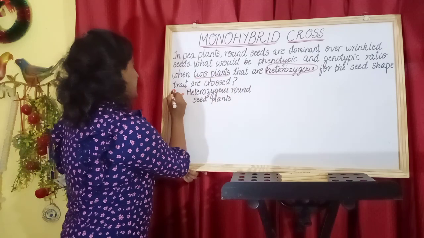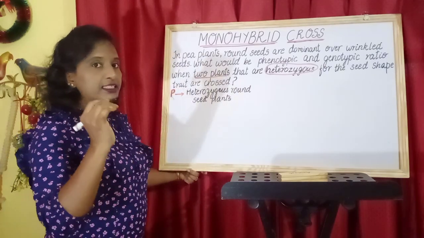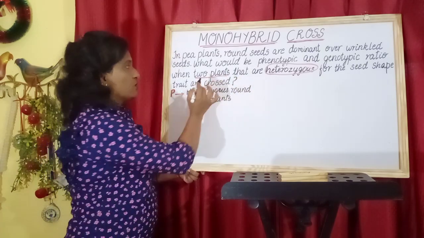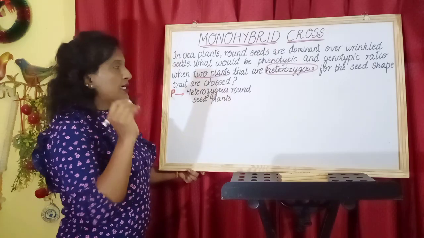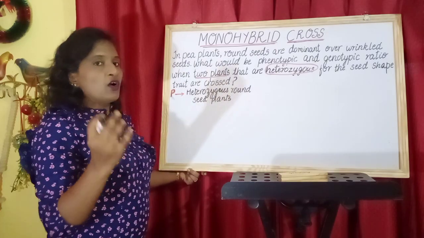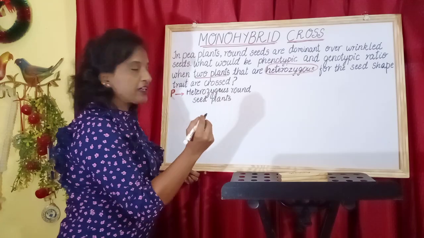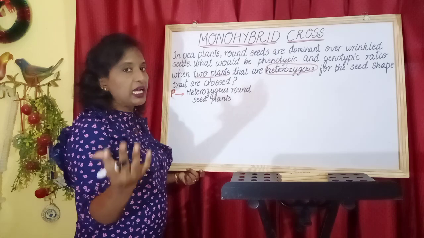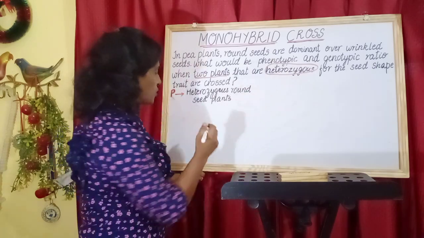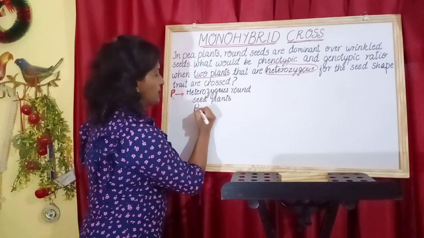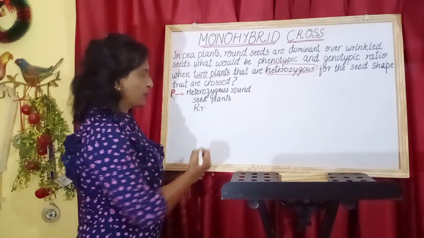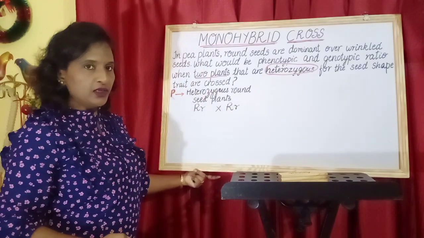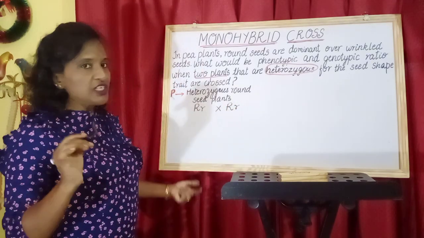We have to write the parents here, the parental generation, that is the plants that are supposed to be crossed. So we have to cross heterozygous round seeded plants. What will we write down? We know it is capital R, small r which we take for heterozygous, the hybrid variety of plants which are supposed to be crossed. So it is capital R, small r, one parent, crossed with capital R, small r. These are the parental generation.